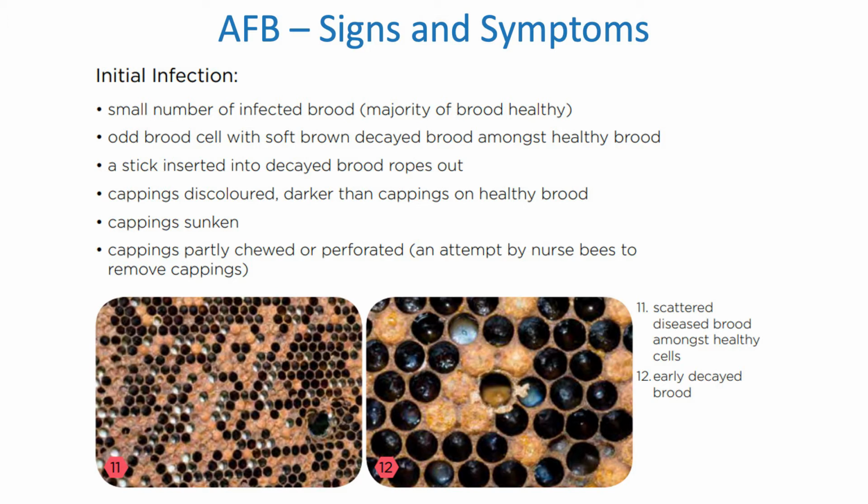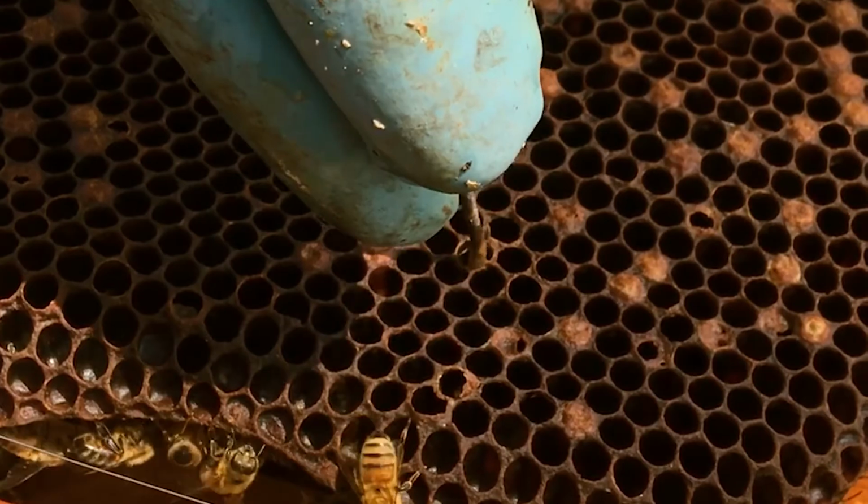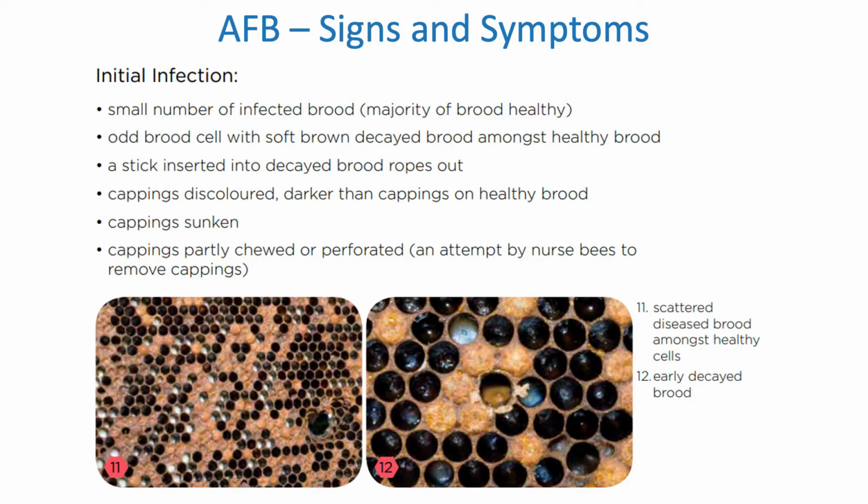So our signs and symptoms: with initial infections, you'll see quite patchy or scattered brood patterns. You'll need to ask yourself, is this because my queen's getting older and not laying as many eggs, or is it because there's a disease? Healthy brood has convex cappings, pushed out, while unhealthy brood can have sunken or flat cappings. If that's the case, get a stick or a matchstick, open up that cell and look at what's inside. If it looks like this sunken brood in number 12, then you may have an AFB infection.